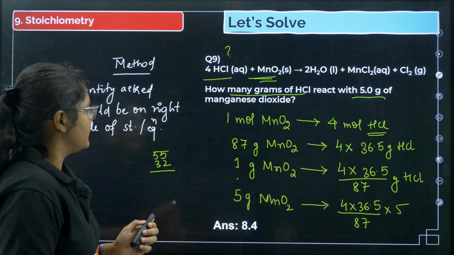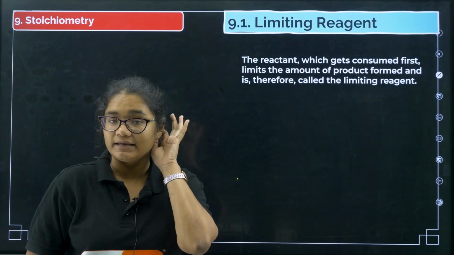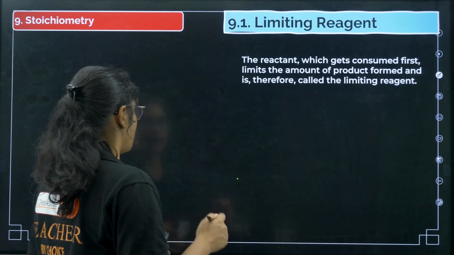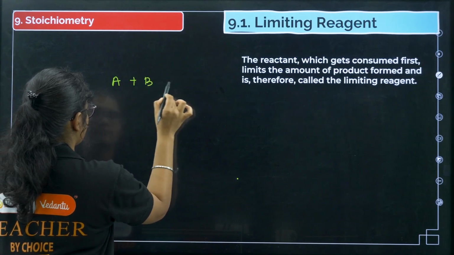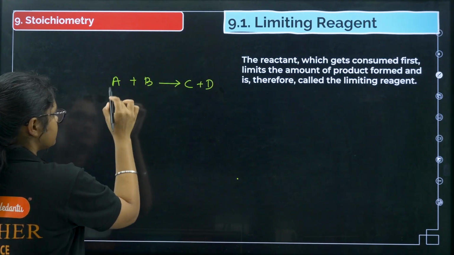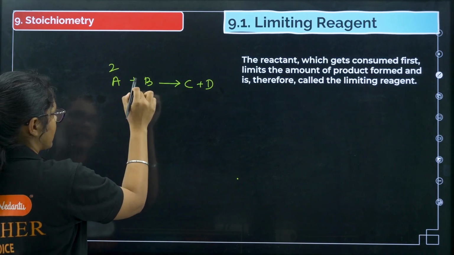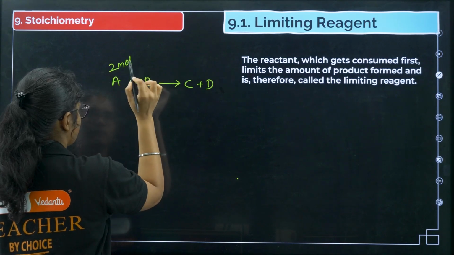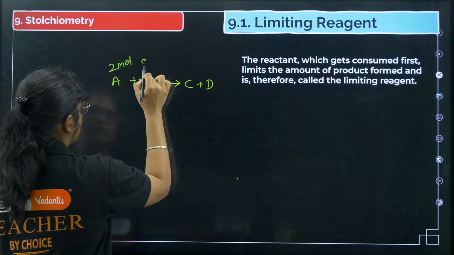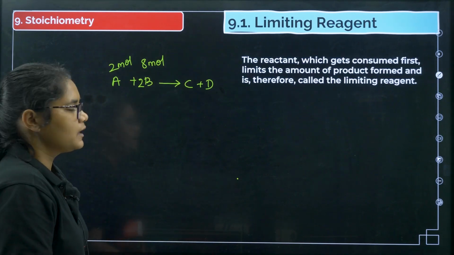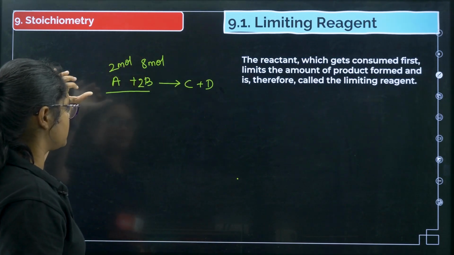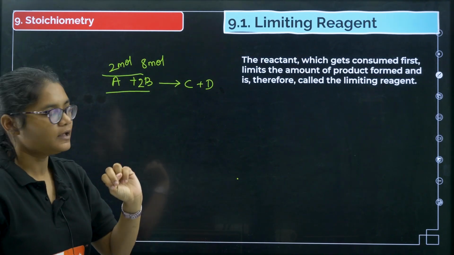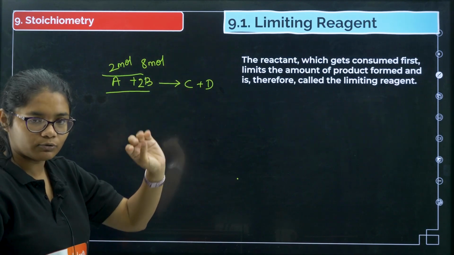Okay, let us see the next question, something about limiting reagent. What is limiting reagent? Now see, suppose A and B are reacting. Suppose in a reaction, A plus 2B, you have taken 2 moles of A and you have taken 8 moles of B. Now according to the balanced equation, 1 mole of A is reacting with 2 moles of B, then 2 moles of A will react with 4 moles of B, right?